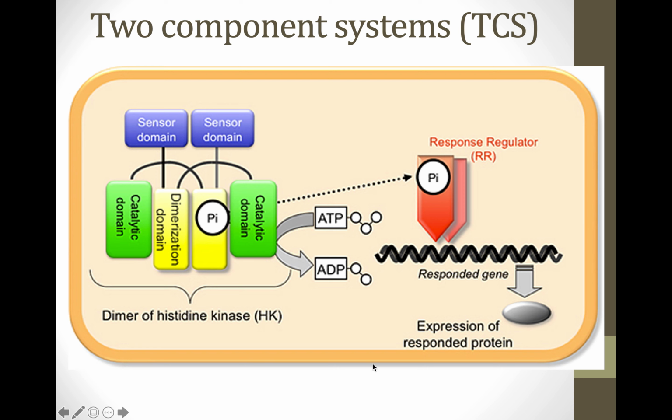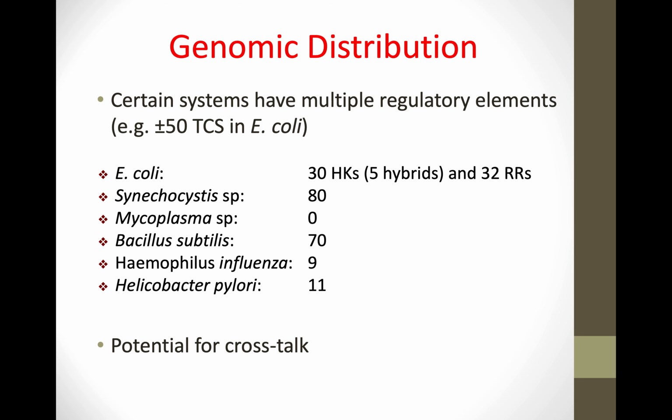The histidine kinase is actually in the form of a dimer, so you have two catalytic domains, basically on the sensor domain. What happens is that energy conversion is done here during autophosphorylation, and the same thing happens in the response regulator as well.